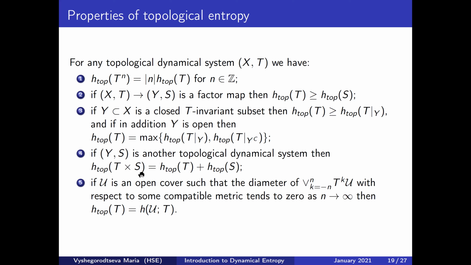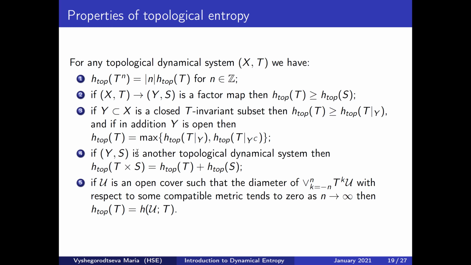So firstly, we have that the topological entropy of the product of T and S is the sum of the topological entropies of each of these dynamical systems.